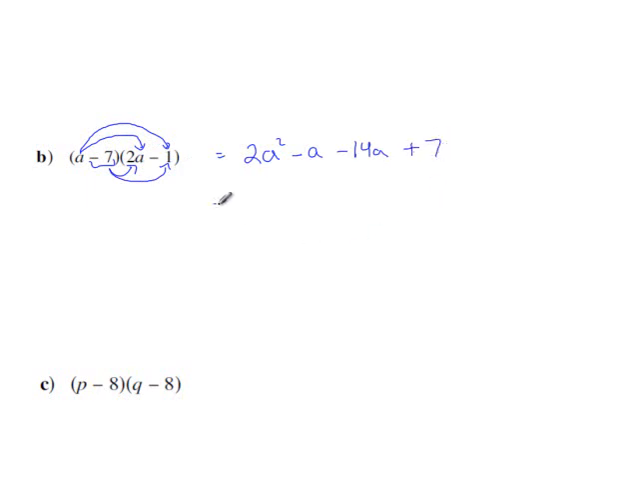Next, you combine like terms. So there's only one a squared term, so you get 2a squared. And then your a terms, you have a negative a and a negative 14a. Negative a minus 14a is negative 15a. Those are done. And a positive 7 is all you've got left. There's your answer.